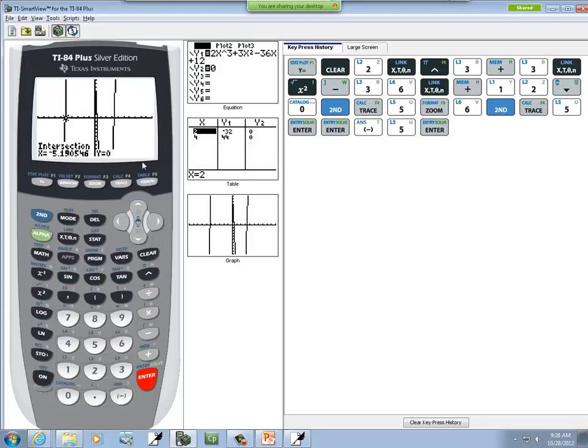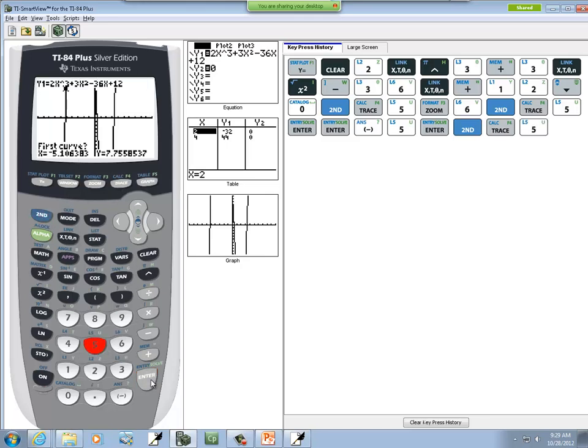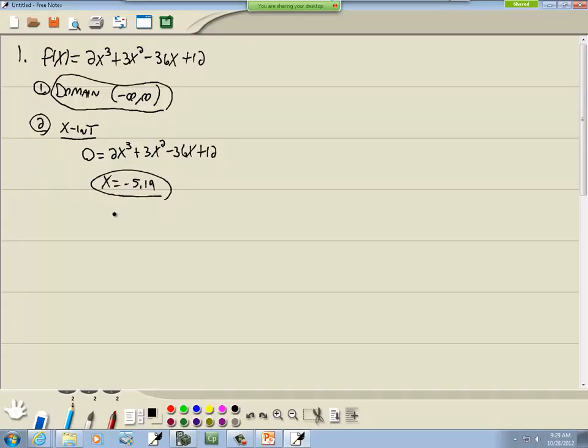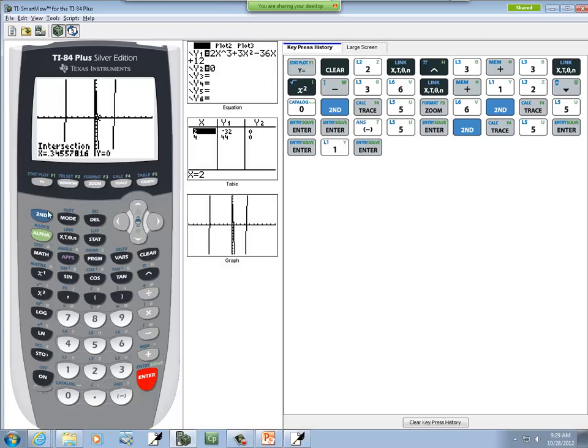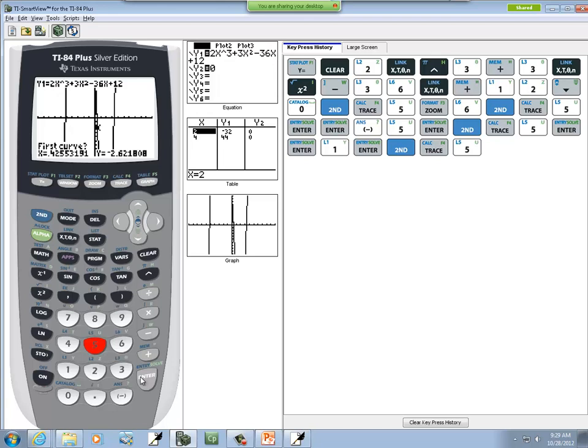Well, looks like we've got 2 more x-intercepts, where it crosses the x-axis. So if I do second trace, choose intersect, enter on first curve, enter on second curve, and we put 1 in for the guess, we get 0.35. And we've got 1 more answer. So do second trace and choose intersect. Enter, and I'll put in 3. And we get 3.34.